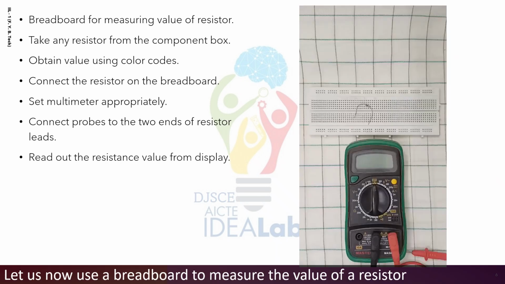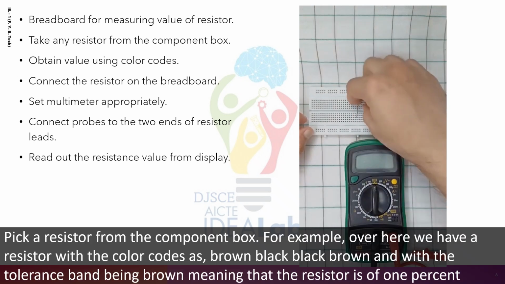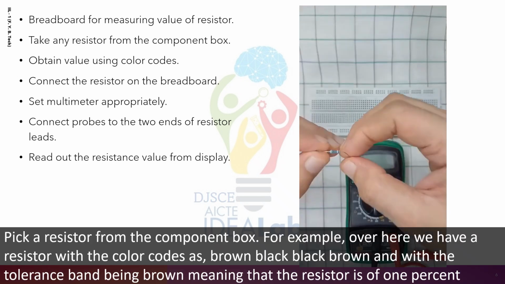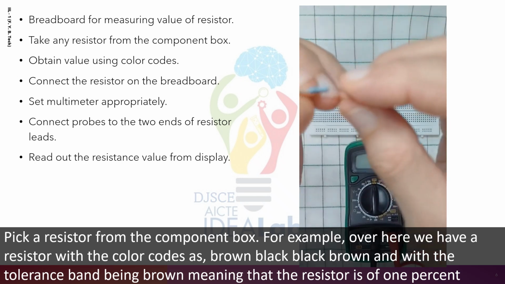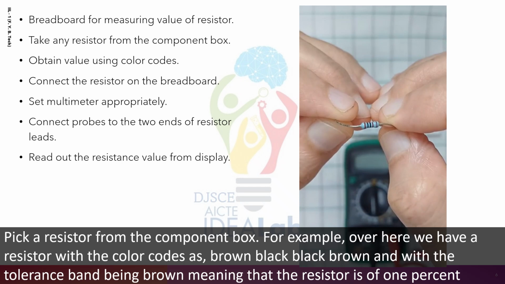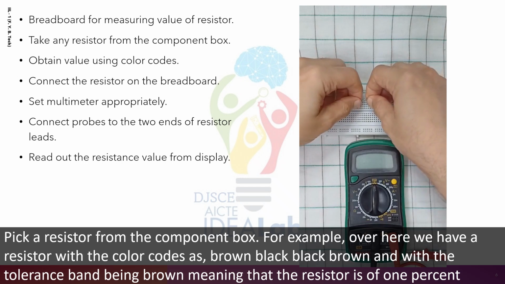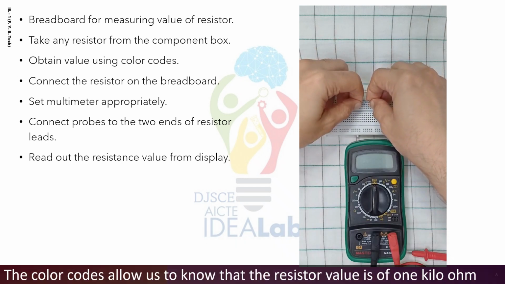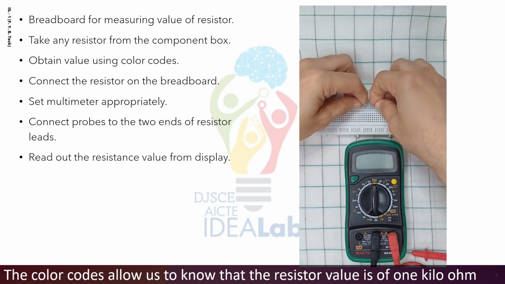Let us now use a breadboard to measure the value of a resistor. Pick a resistor from the component box. For example, over here we have a resistor with the color codes as brown, black, black, brown, and with the tolerance band being brown, meaning that the resistor is of 1% tolerance. The color codes allow us to know that the resistor value is 1 kilo ohm.